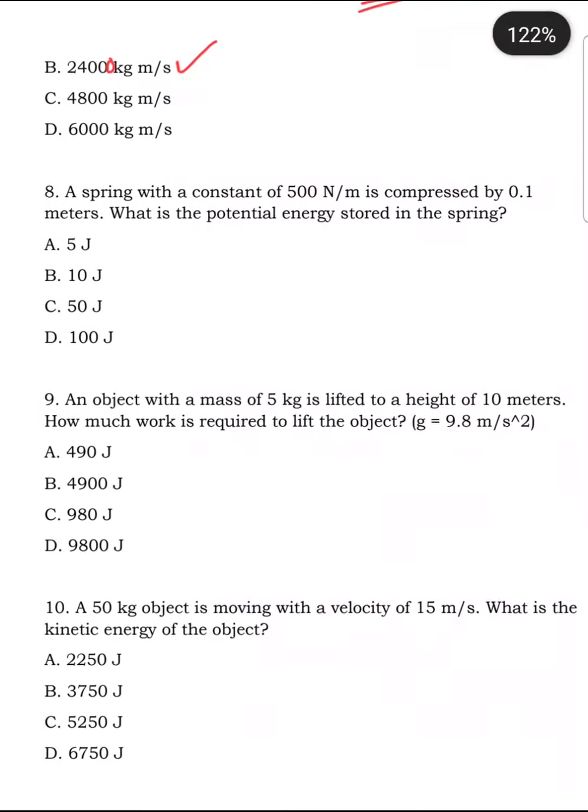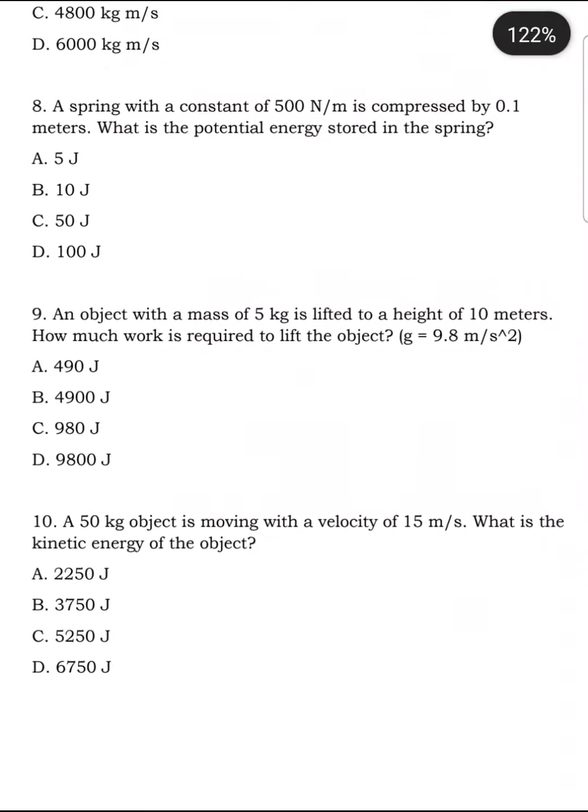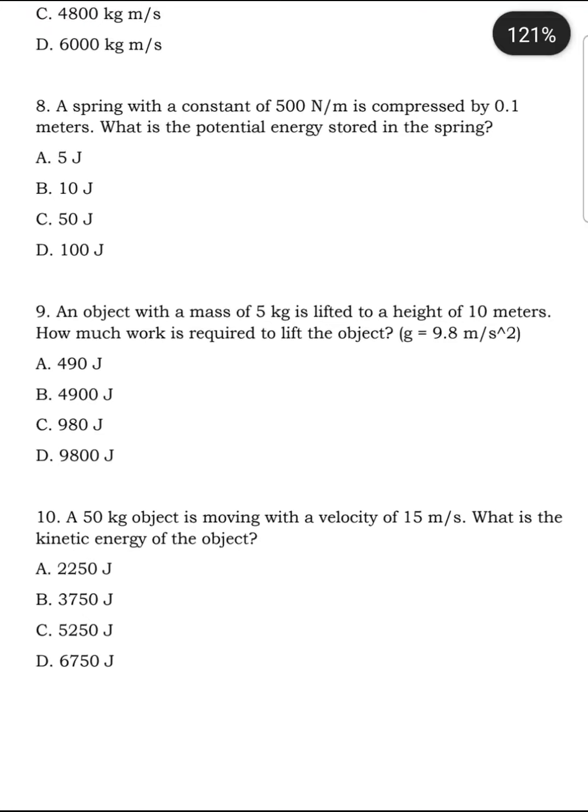Sorry again, but just follow what I'm trying to solve, and there might be 1 or 2 errors in typing and so on. Now, a spring with a force constant of 500 Newton per meter is compressed by 0.1 meters. What is the potential energy stored in the spring?